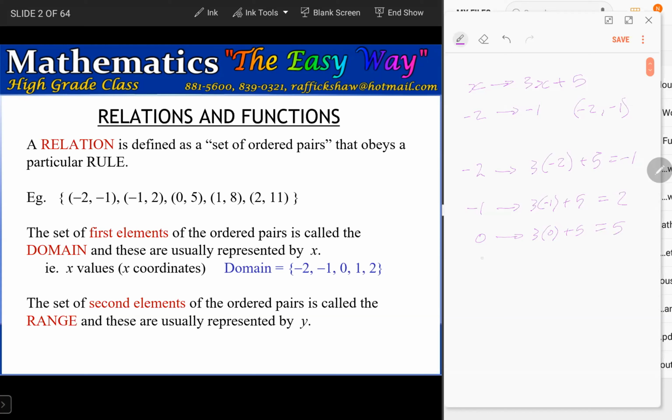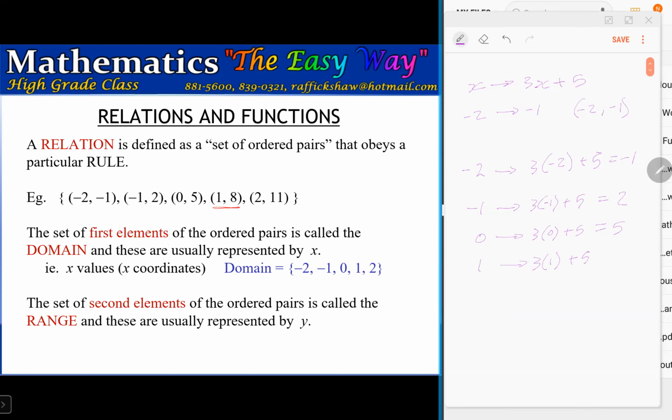And the next one, the 1, maps onto 3 times 1 plus 5, right? We're looking at this one now on the left side, sorry. And that works out to be 8. So that's why the 1 maps onto 8.